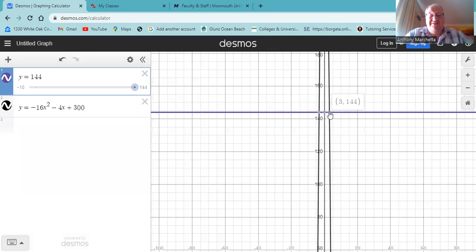Remember, this is time. So like money, you can't have negative time. So we would not say negative 3.25 or 3. We would discard the negative 3.25 and we'd say the answer is 3 seconds in is when it would be 144 feet above the pool.